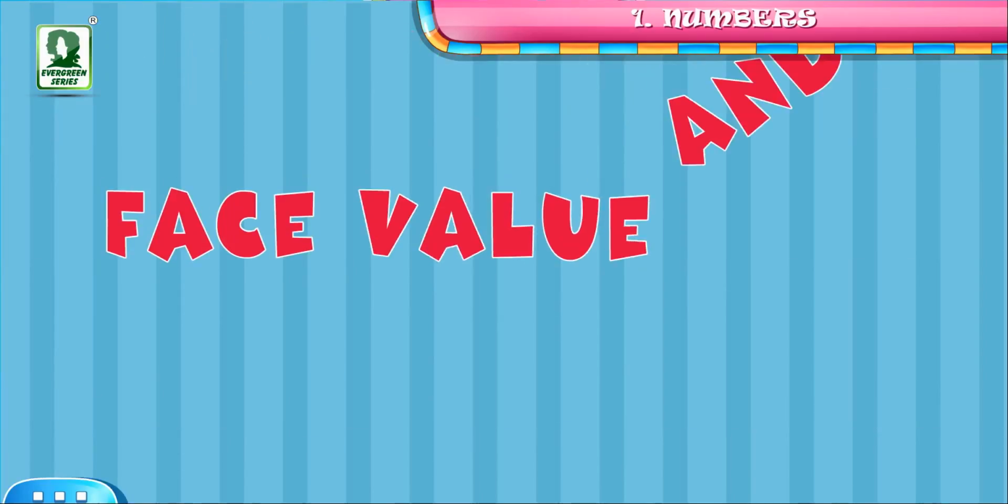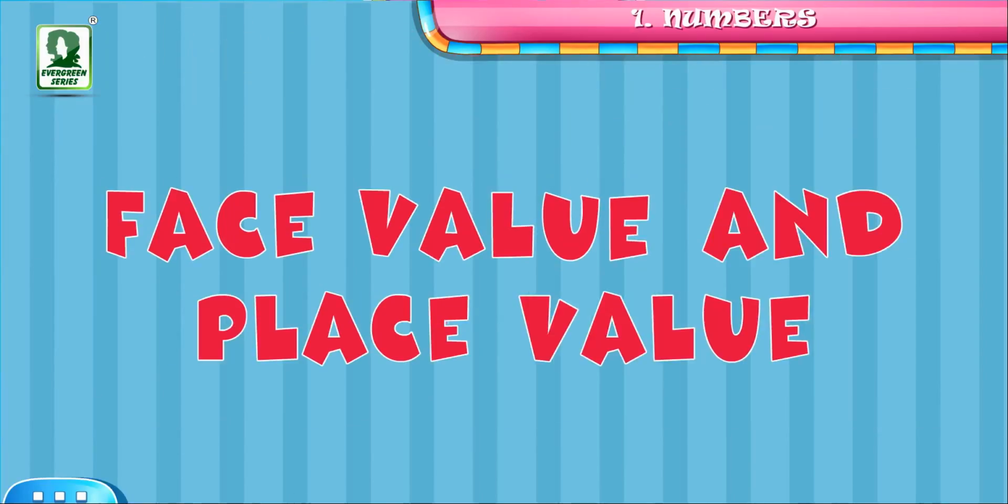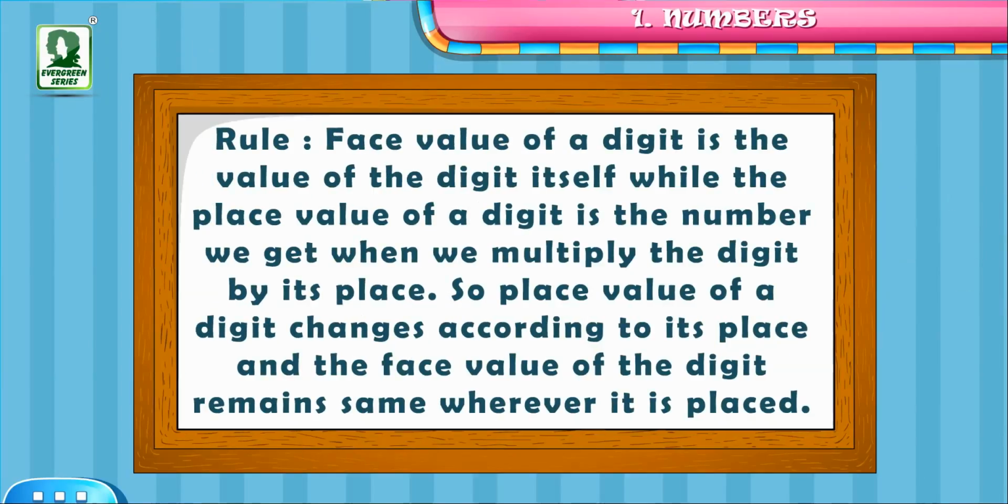Face value and place value. Face value of a digit is the value of the digit itself, while the place value of a digit is the number we get when we multiply the digit by its place. So, place value of a digit changes according to its place and the face value of a digit remains same wherever it is placed.